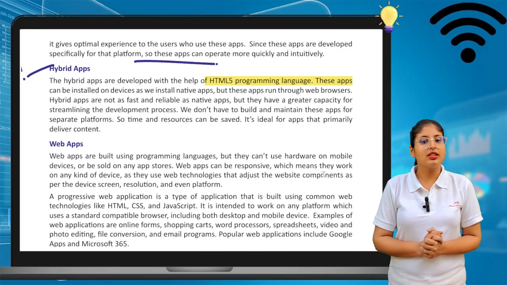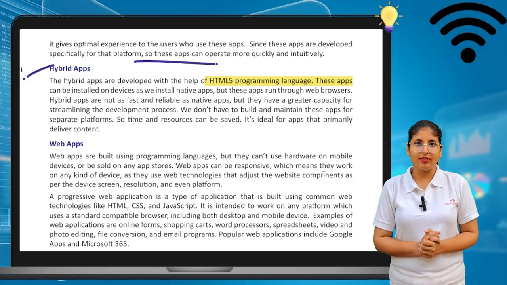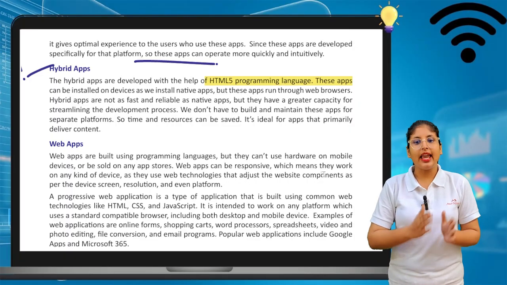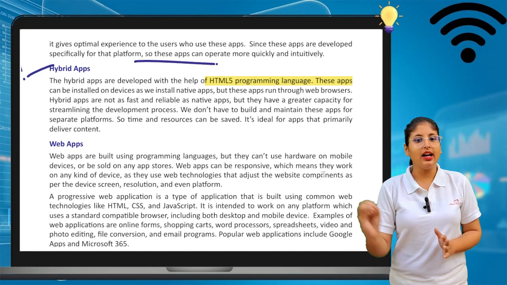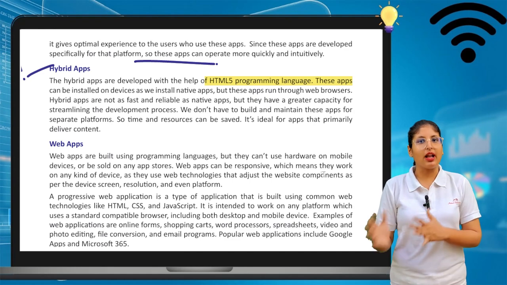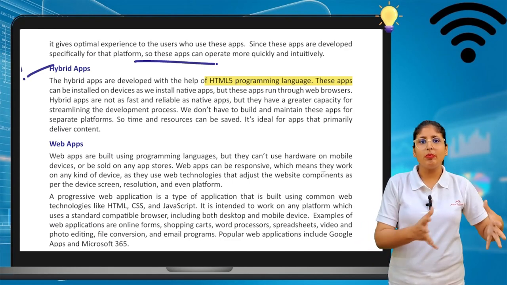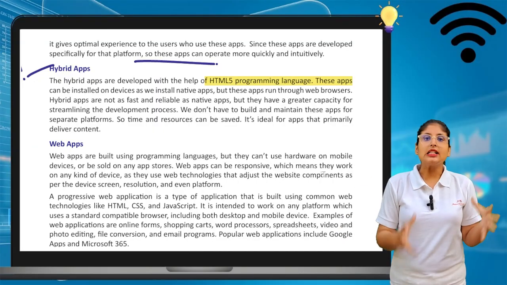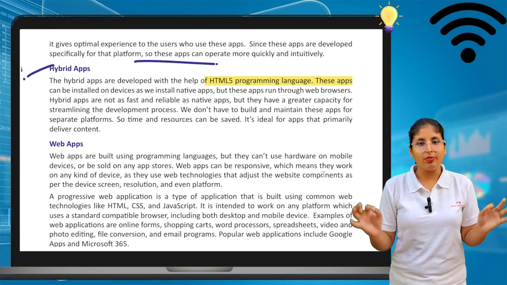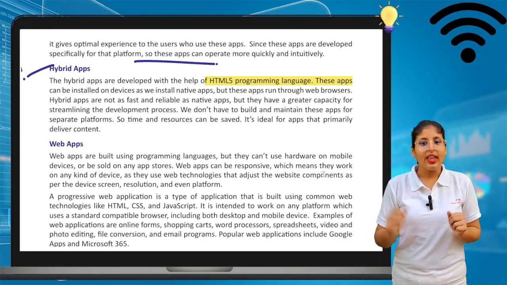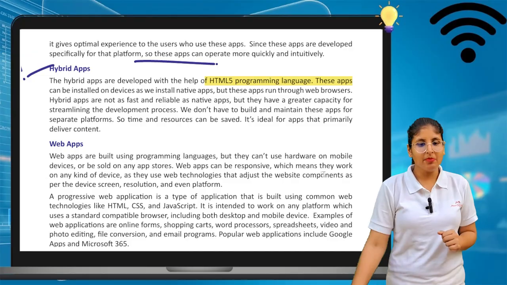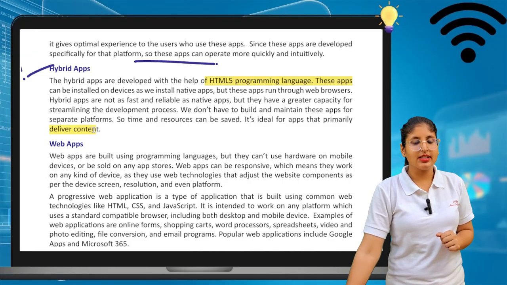Hybrid apps are not as fast or reliable as native apps. Of course, they are not as fast as compared to the native app, but they have a great capacity for streamlining the development process. We don't have to build and maintain these apps for separate platforms. So these apps can run anywhere, and time and resources can be saved. It's ideal for apps that primarily deliver content. So these apps are for content delivery.